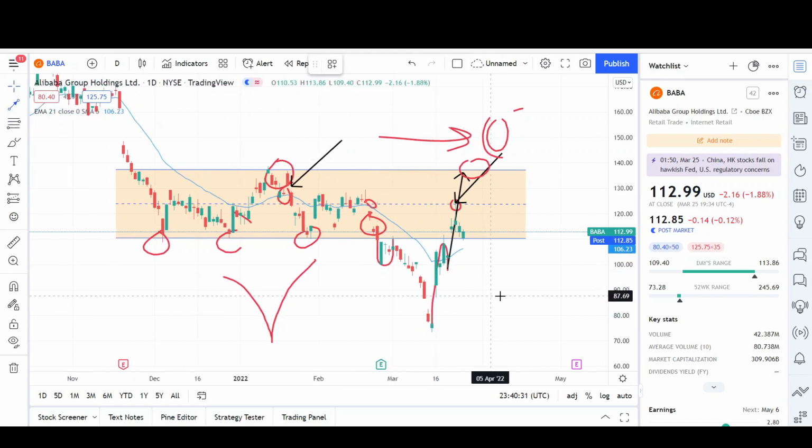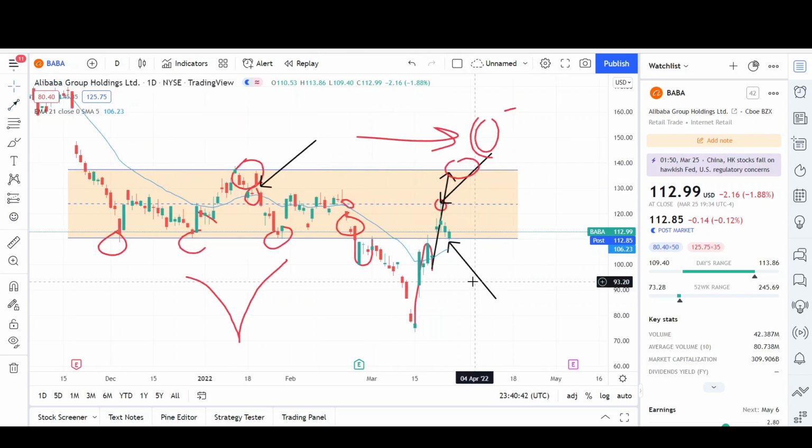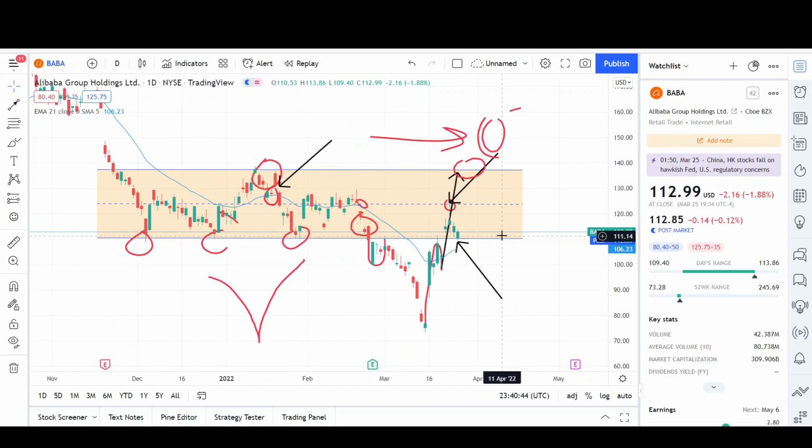I like how we bounced from the previous support at the 110 level, so this could send prices up higher to the 130 level. So that's my target for Alibaba. Could we travel down lower? Yes. Again, it's all dependent on this 110 level holding.